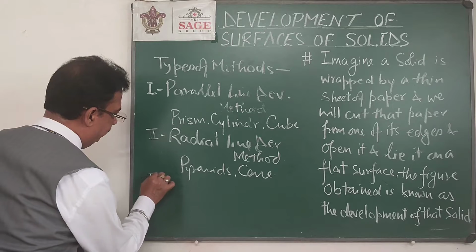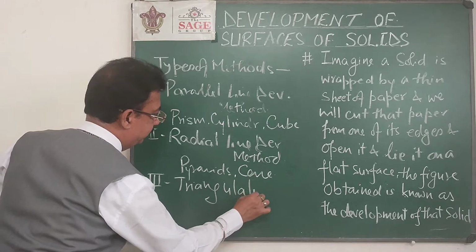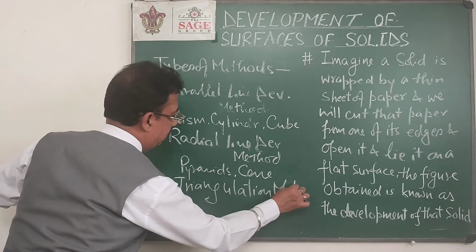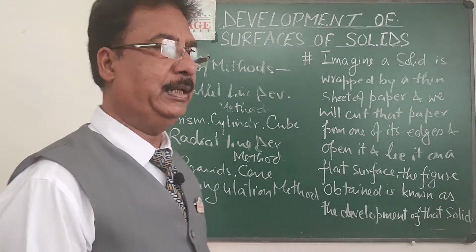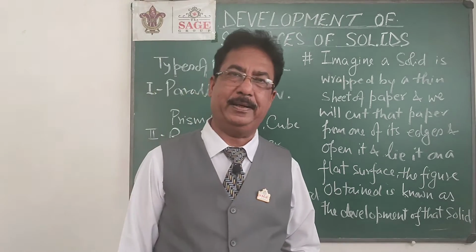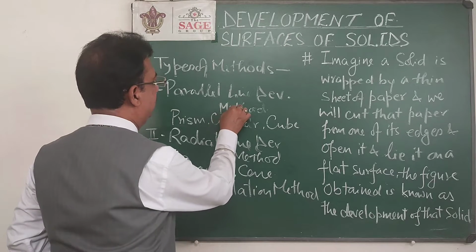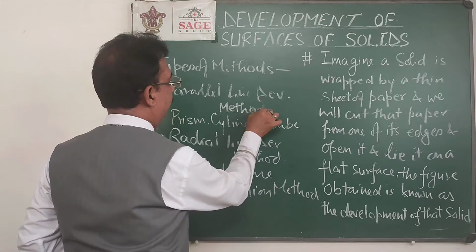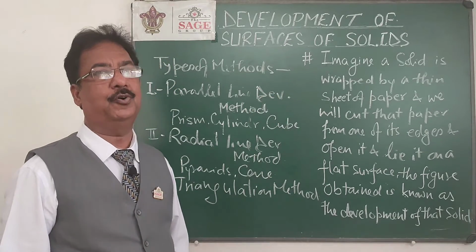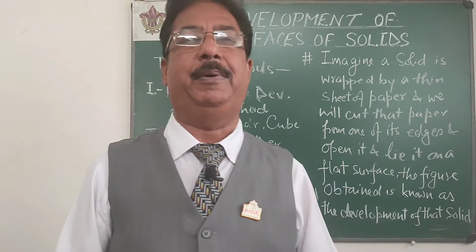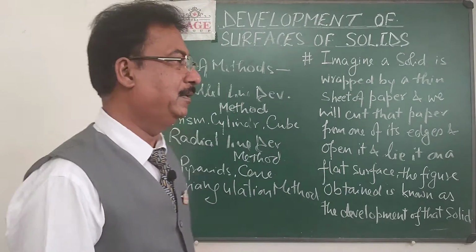Then another method is known as the triangulation method. That is used for transition pieces, but as in our engineering graphics we mostly deal with right and regular solids, I am going to use these two methods, the parallel line development method and the radial line method. This triangulation method is used for developing transition pieces, by dividing the object into a number of triangles and then matching those triangles, we can get the desired object.